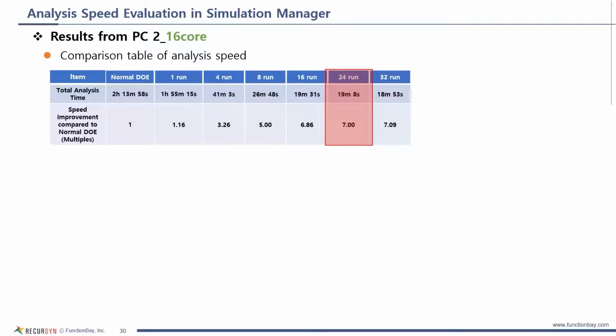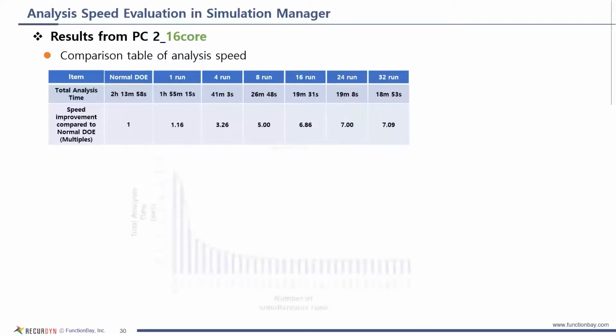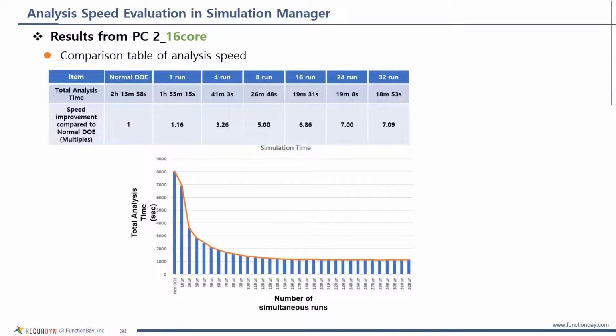This phenomenon can be seen more clearly in the graph of total analysis time. It was confirmed that the analysis speed converges after 17 simultaneous simulations on the 16-core PC. In other words, performing 16 runs is most effective, which is equal to the number of PC2's cores.